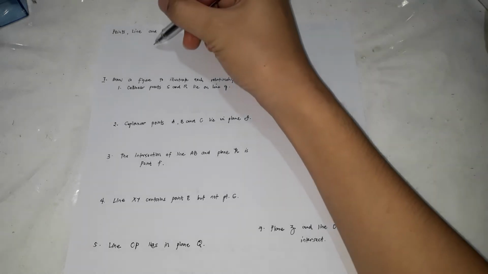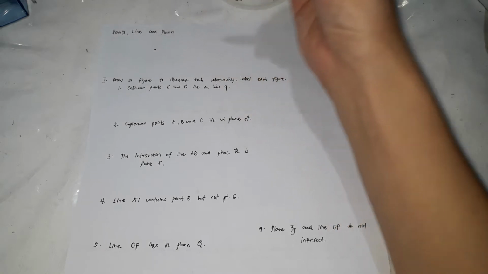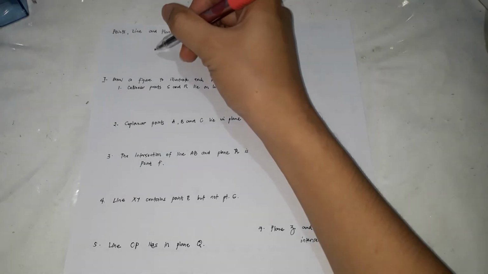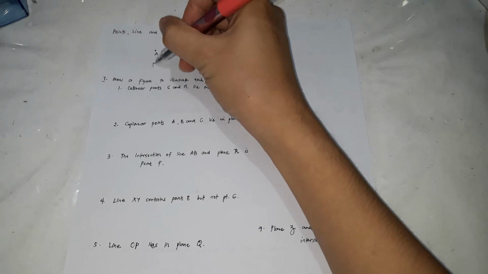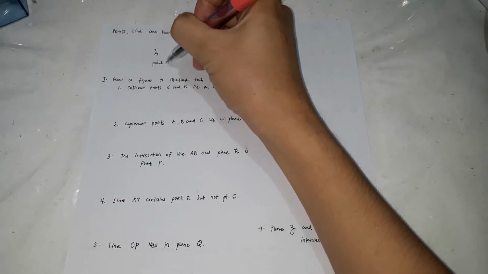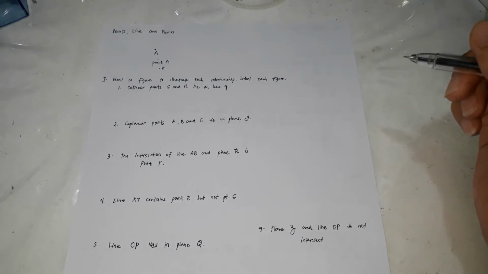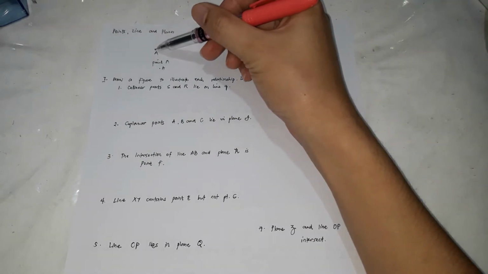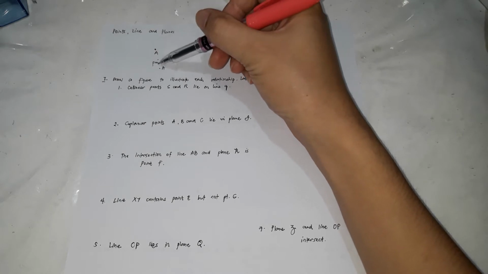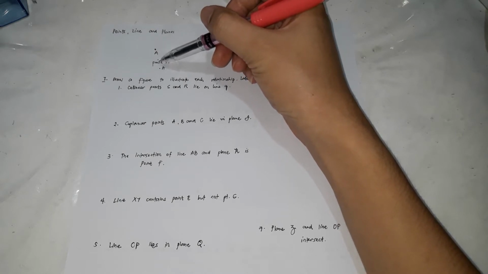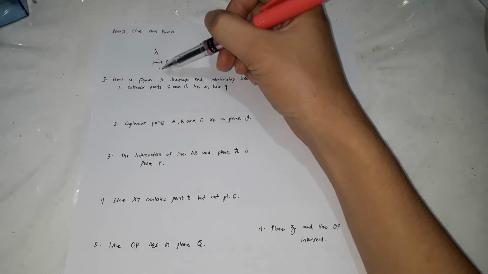So the first one is point, the second one is line, and the third is plane. They are just described. The first one is a point. A point is like this. It doesn't have width, length, or height. For example, if this is A, this is point A. That's how you write point A. It means that the name of this point is A. Or if you're going to put it in two words, this is point A.